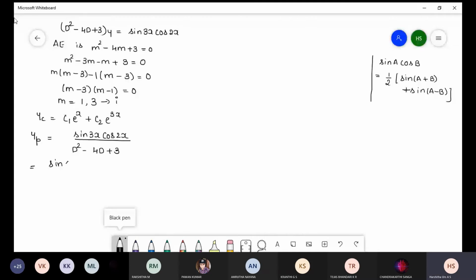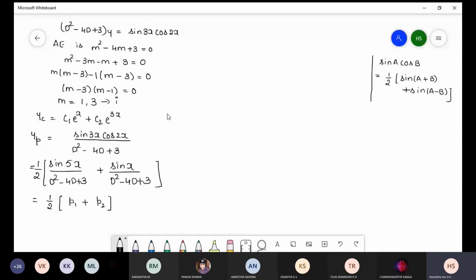Now sin of A plus B means sin of 3x plus 2x, which is 5x. 1 by 2 I will write outside, divided by D square minus 4D plus 3. Again plus sin of A minus B, 3x minus 2x is sin x, divided by D square minus 4D plus 3. We have to remember the basic formulas or else it will be difficult to do the simplification in the further steps. So here I take this one as P1 and this one as P2. So first we see P1.